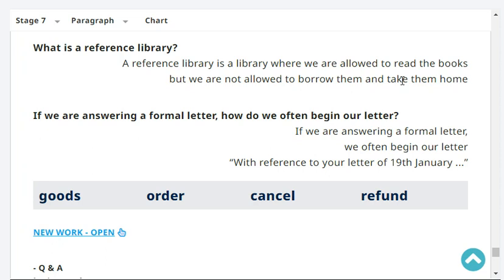If we are answering a formal letter, how do we often begin our letter? If we are answering a formal letter, we often begin our letter with reference to your letter of 19th January. Very good.